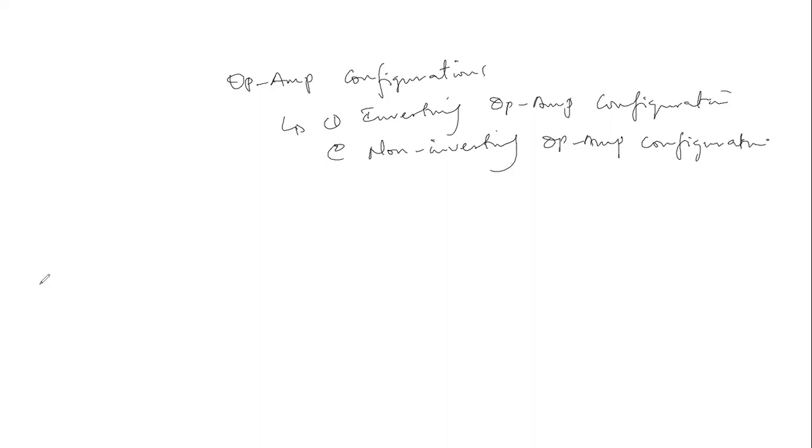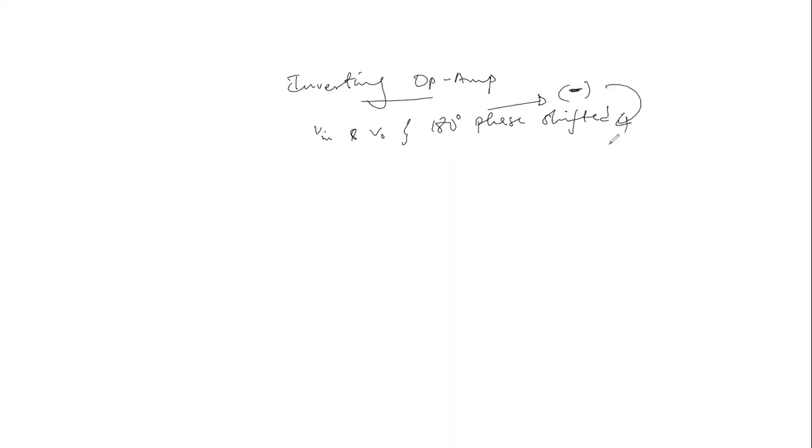So we'll begin with the inverting op-amp. From the term here, inverting, it means that it produces an output signal that is out of phase relative to the input. That is, the output voltage changes in the opposite direction as the input voltage. In other words, V in and V out are 180-degree phase shifted. So the negative sign we'll see here will account for this phase shift.